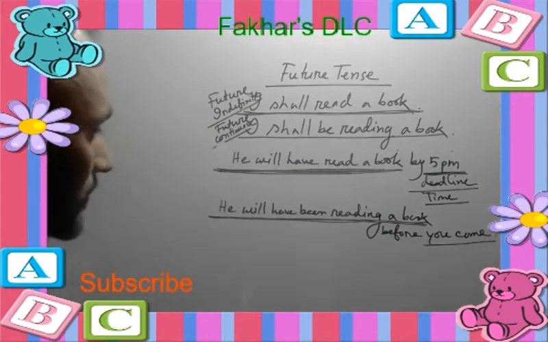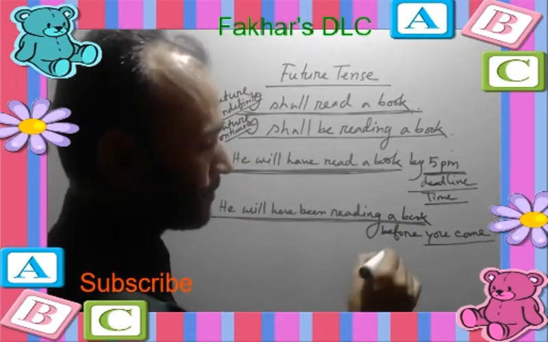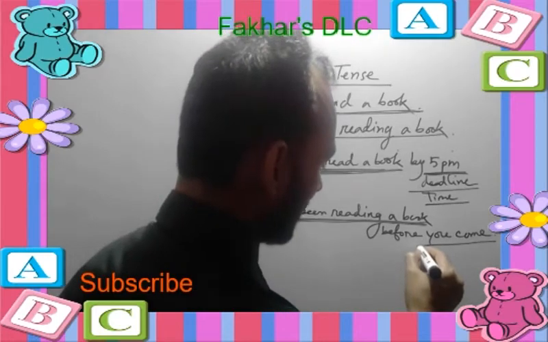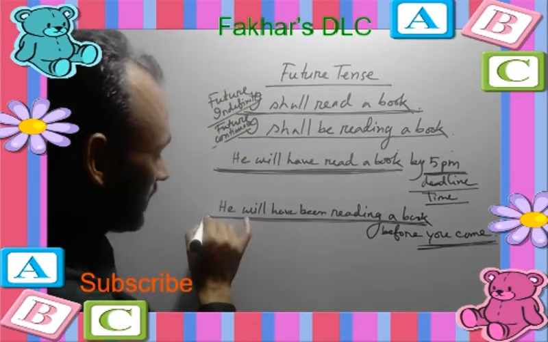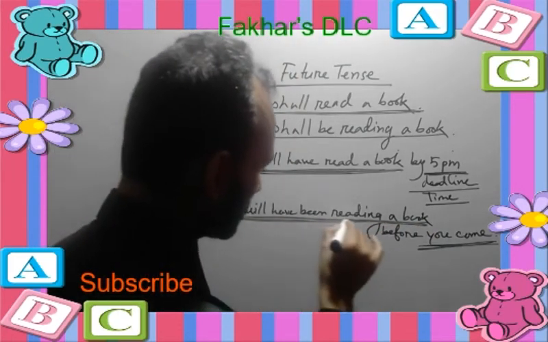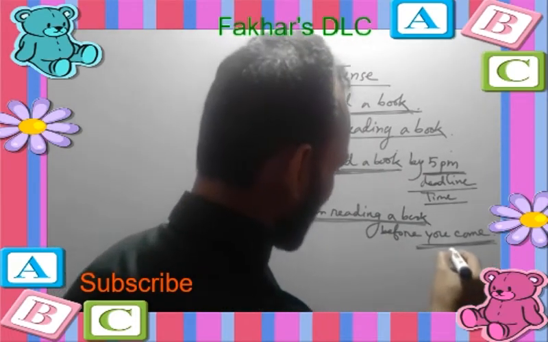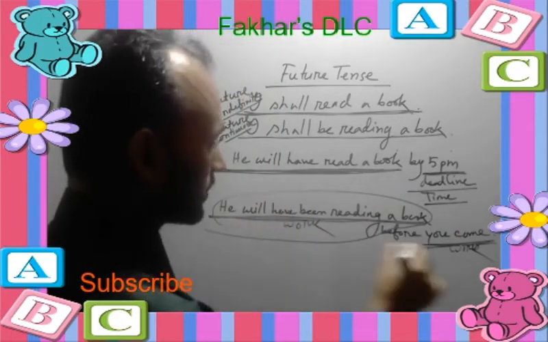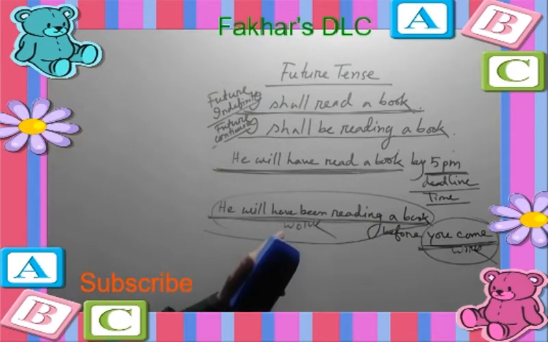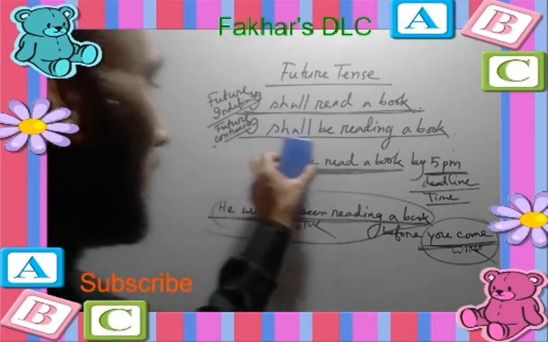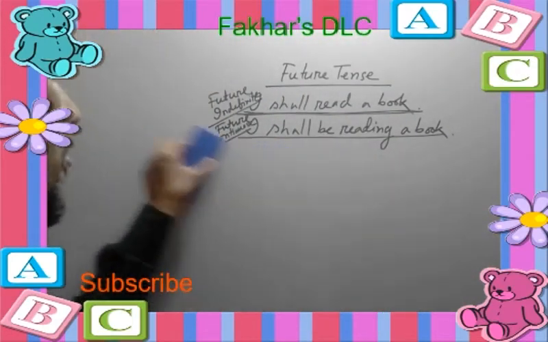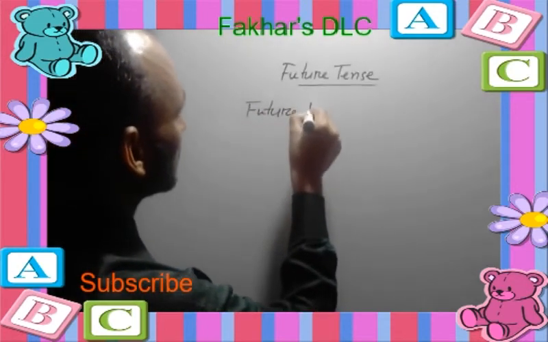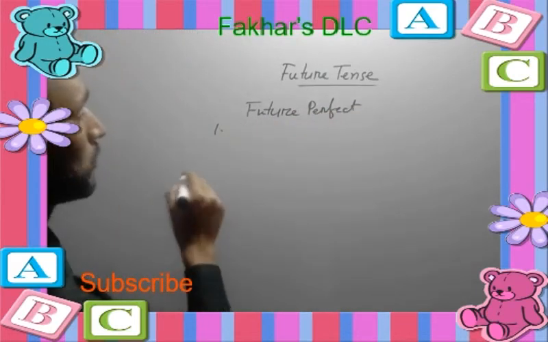Here is one thing, that it may have a fixed period, or it may have a starting point, and another thing, that it may have been done before another work. That means he will have been reading a book. This work has been done before you came. That means it's a work and it's a work. This work will be continuing before this work. In such case, we will call this future perfect continuous. So here we have to remember that in case of future perfect, it may be in two ways.